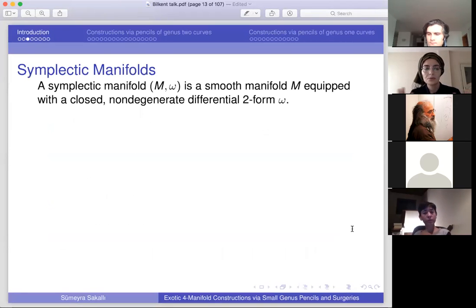Well, inside smooth manifolds, we have a more special class. It is more restrictive, but it is richer. We call them symplectic manifolds. And here is the definition for any dimension. A symplectic manifold is a smooth manifold M together with a closed non-degenerate differential 2-form omega. And from this definition, one can prove that all symplectic manifolds are orientable and they are all even dimensional.